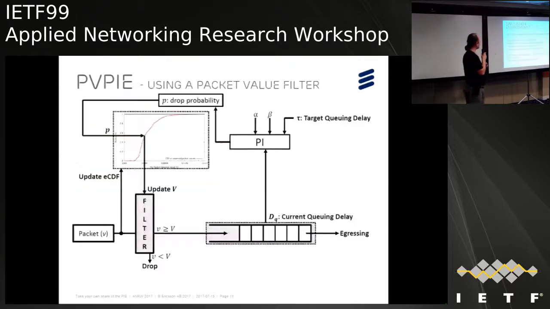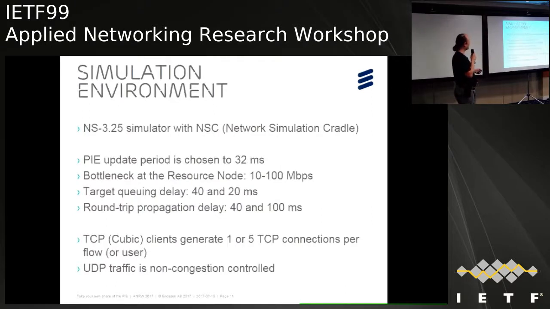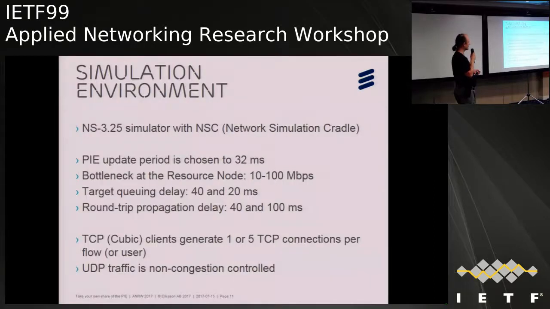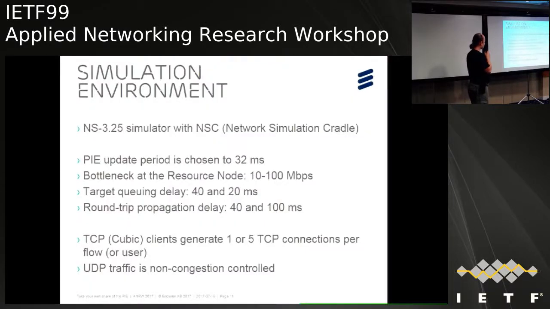So we implemented this algorithm in a simulator. We used Network Simulator Cradle to run a Linux CUBIC TCP implementation. We chose update periods to basically the PI paper default, 32 milliseconds. We had bottleneck rates ranging from 10 to 100 megabit per second. Target delays 40 and 20 milliseconds. I think we used 20 only because we wanted to compare to the PI paper, which we used as a reference. And we had propagation delay again, 40 and 100 milliseconds, the second values again to be able to compare to the PI paper. And we have TCP users, they generated one or five TCP connections per flow.